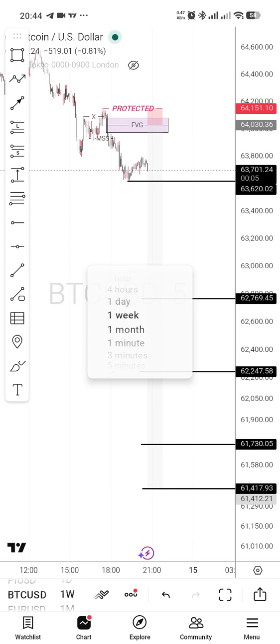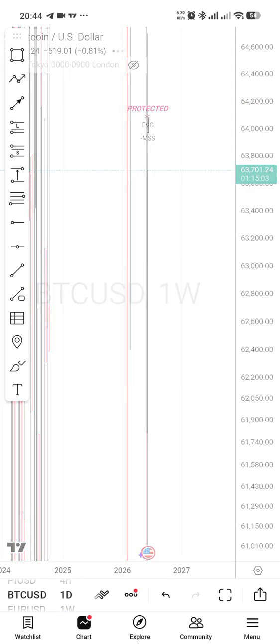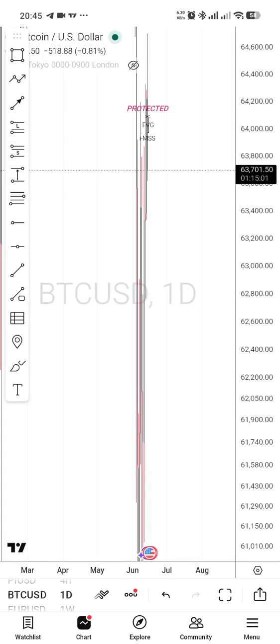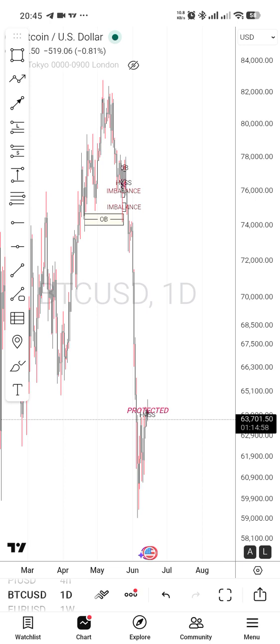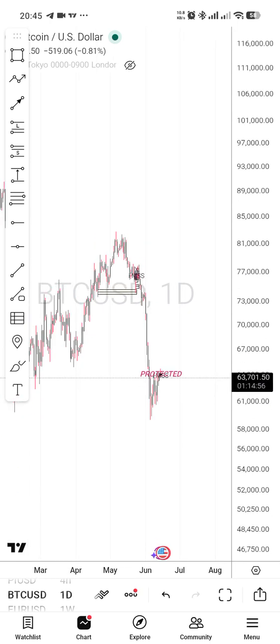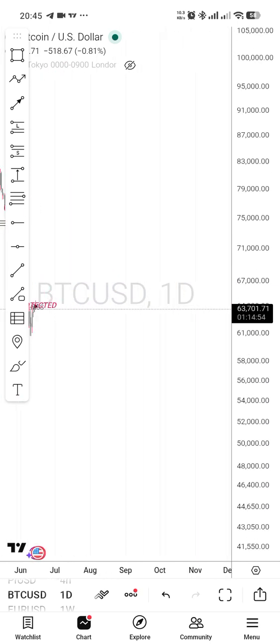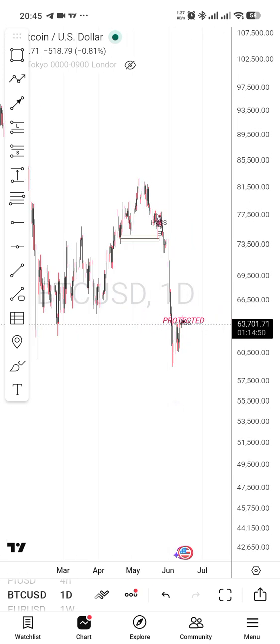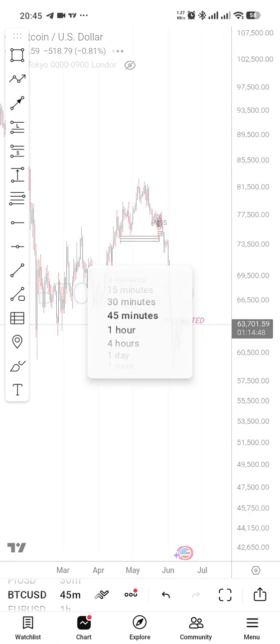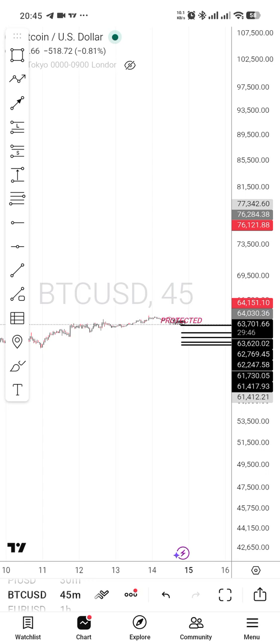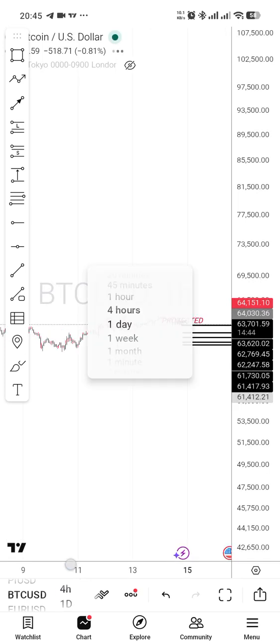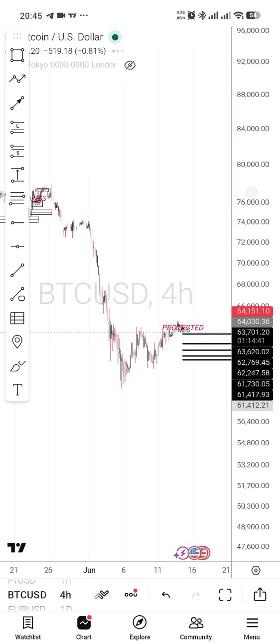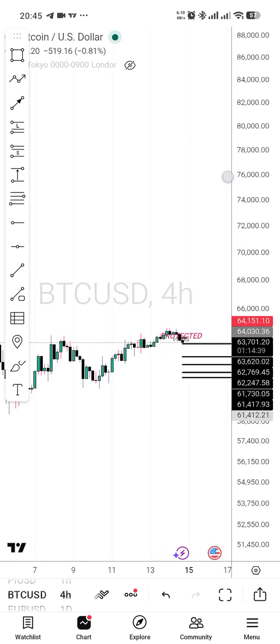I'm going to the higher time frame. Let us observe. Let's go to, let's say, the 4 hour chart, and let's see where we are trading to.